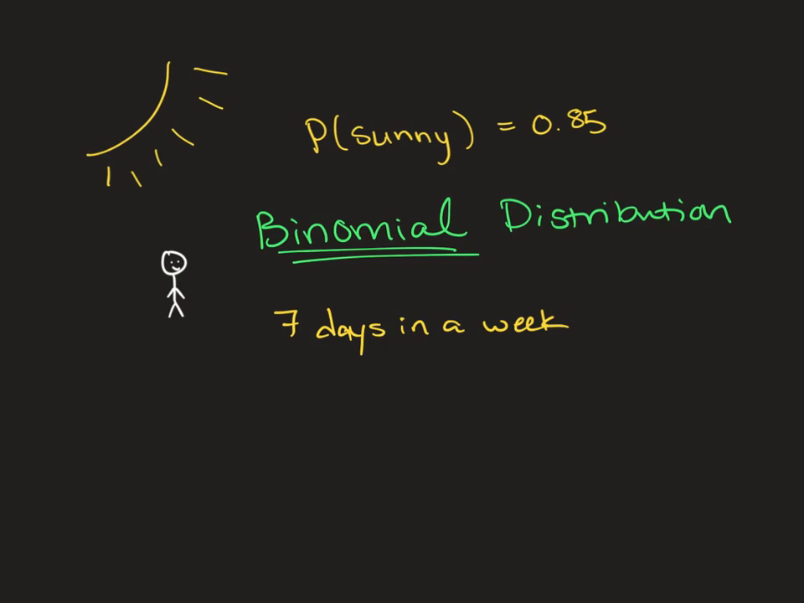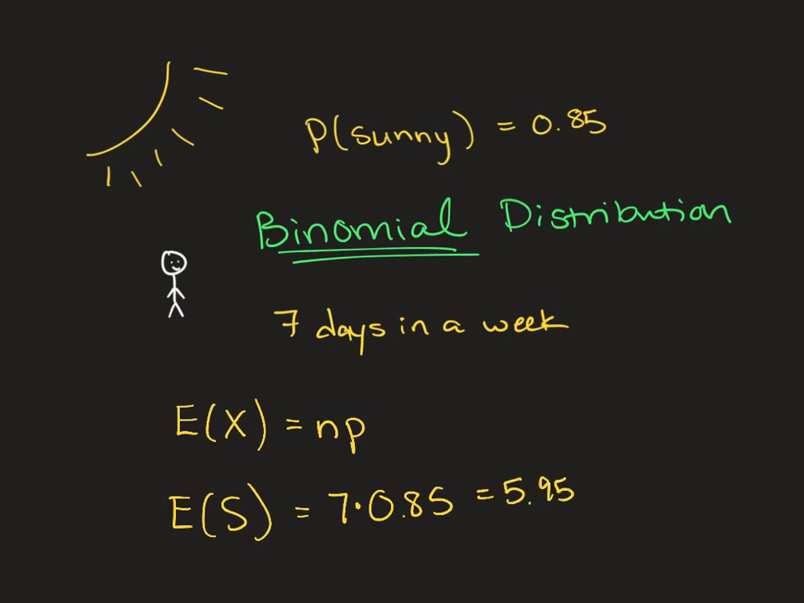Really, what you're going to get is just some percentage of 7, and that percentage is going to be 85%. So when you have a binomial distribution, the expected value is going to be the number of trials multiplied by the probability. So for us, the expected sunny days is going to be 7 times 85%, or almost 6 days.